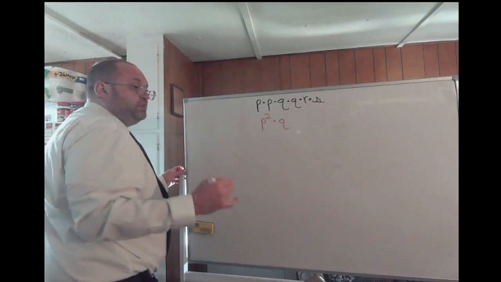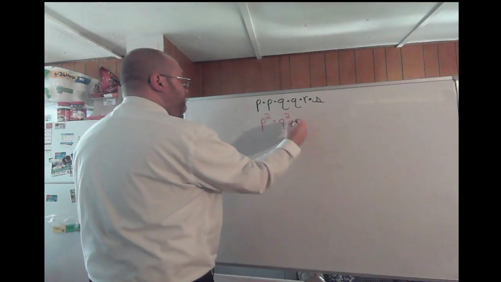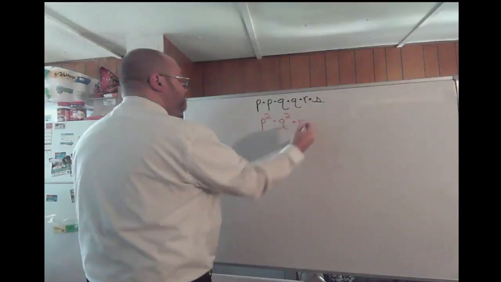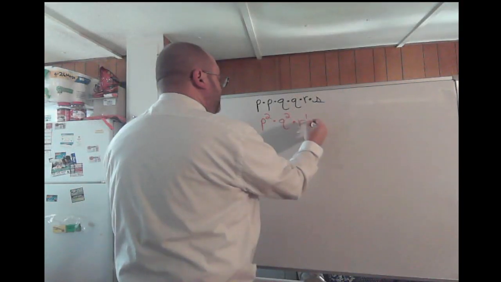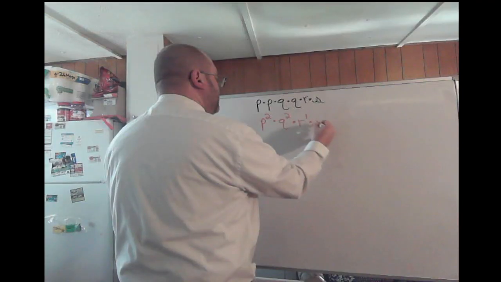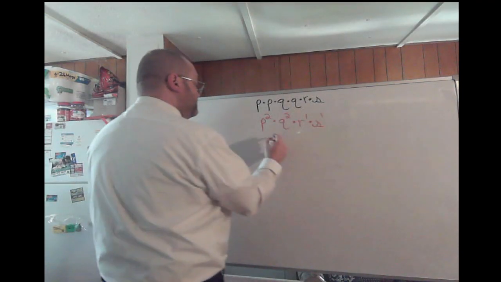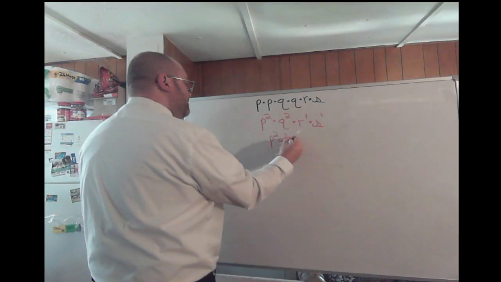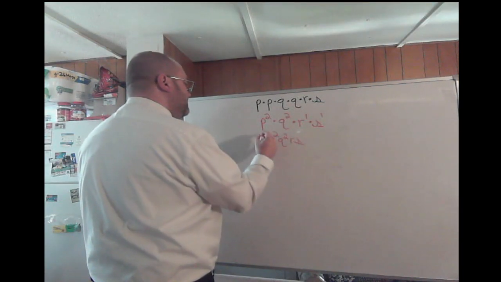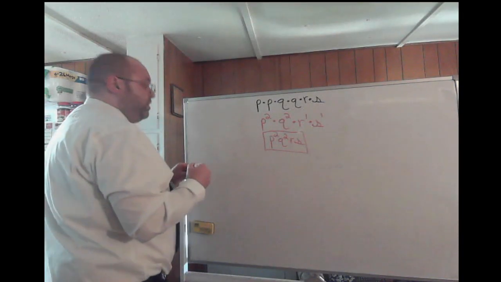Q's being multiplied by itself how many times? 1, 2. So q to the second power times r. R is being multiplied how many times? Just once. So times r to the first times s to what power? Just 1. So this could be written as p squared q squared rs. That's how we can write this, as p squared q squared rs.